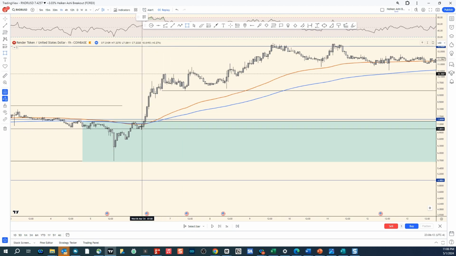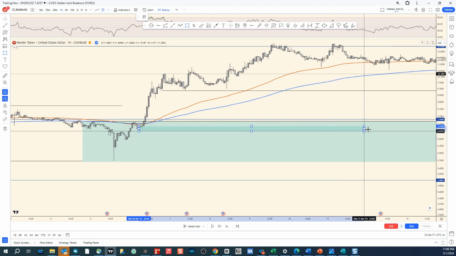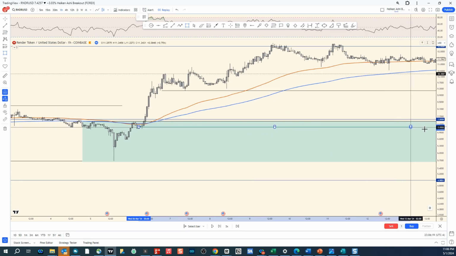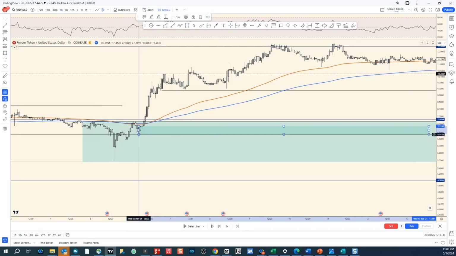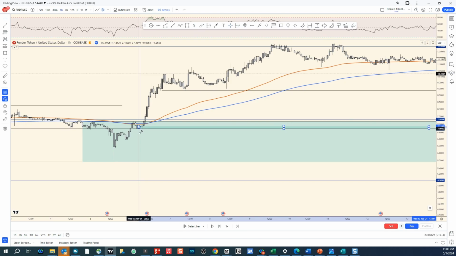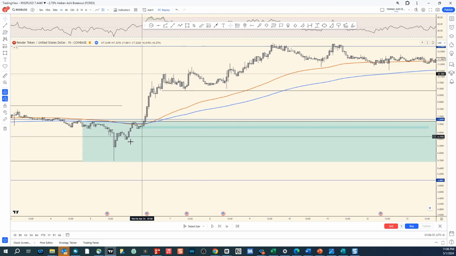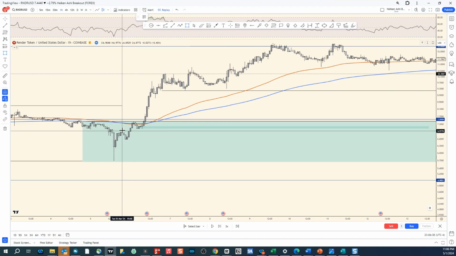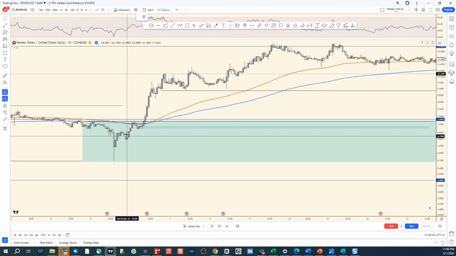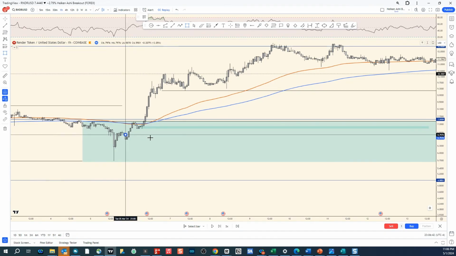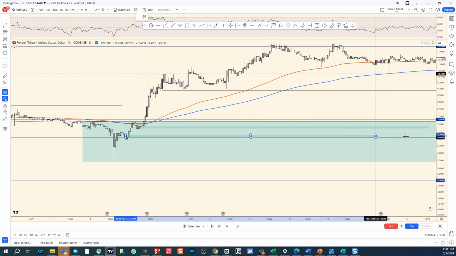So here we have a break of structure right here, as well as a gap. And this is where that price kind of ballooned up from the 1 hour. So I would call this a 1 hour zone here. Okay. And then here as well. Here we have break of structure right here, a gap right here, and then we have our last bearish candle right here.